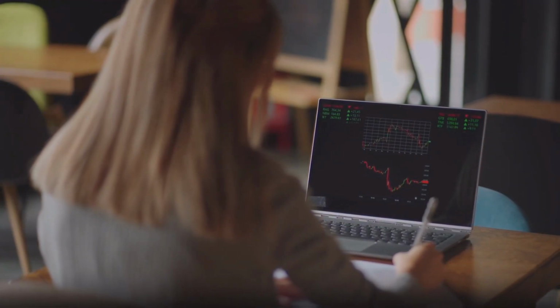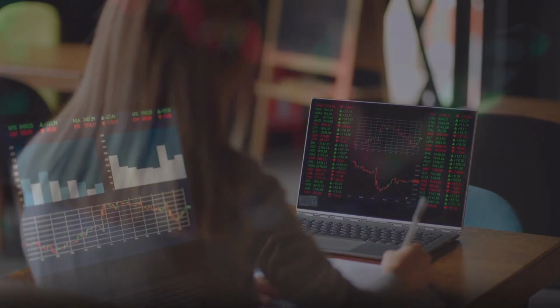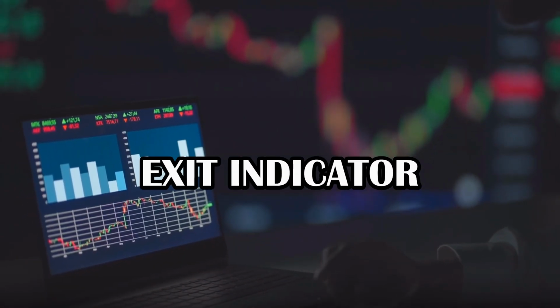For those who already saw it, let's move forward to this episode's objective. Test and choose our exit indicator. Let's go!